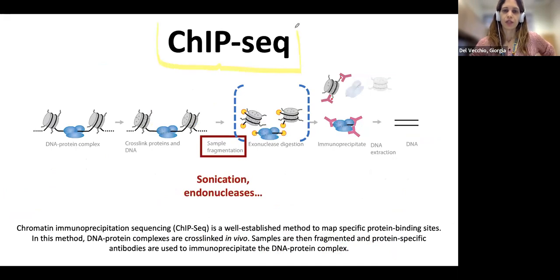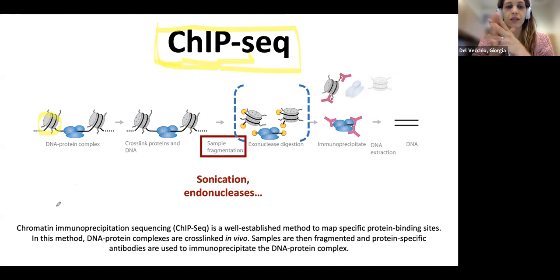Okay, let's go to the ChIP-seq now. So we are not talking about DNA alone anymore. So we are switching to chromatin now. So chromatin means DNA associated with histones. So not just DNA, but DNA plus proteins, okay?